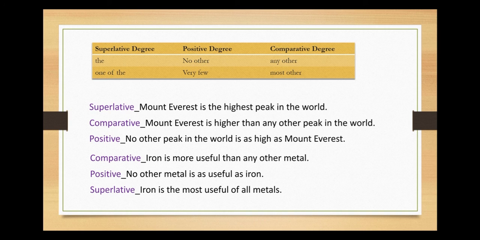Next example, iron is more useful than any other metal. Positive, no other metal is as useful as iron. And don't forget, when you are using "as", then you have to use the main form of the adjective. Superlative degree, iron is the most useful of all metals. So here the given sentence was in comparative degree. It is not necessary that in the exam you will get a sentence only in superlative degree. Sometimes it can be in positive degree or in comparative degree. So you just have to remember this table, then you will solve the sentence accordingly.